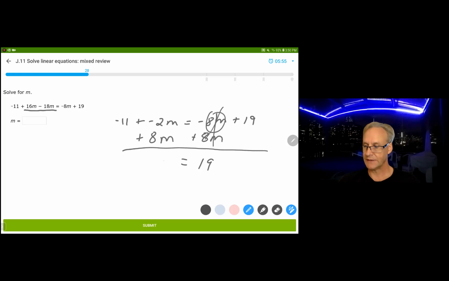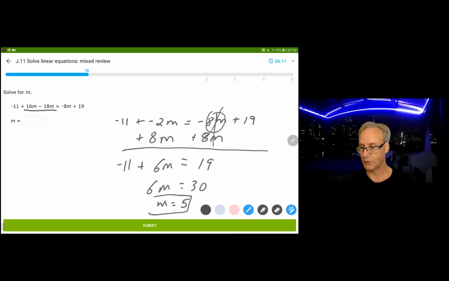And over here, we've got 6m plus negative 11. And I'm going to have to add 11 to both sides. And I'm just going to do it in my head. Adding 11 to 19 gives you 30, and dividing by 6 gives you 5. I'm dividing by 6 on both sides. I'm adding 11 to both sides.